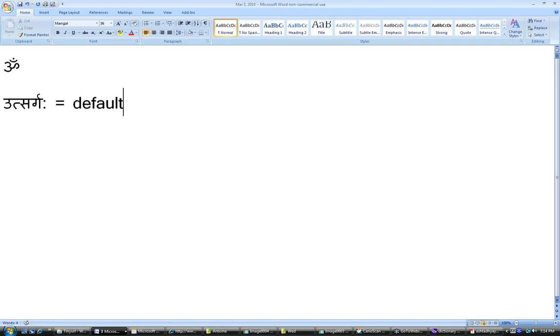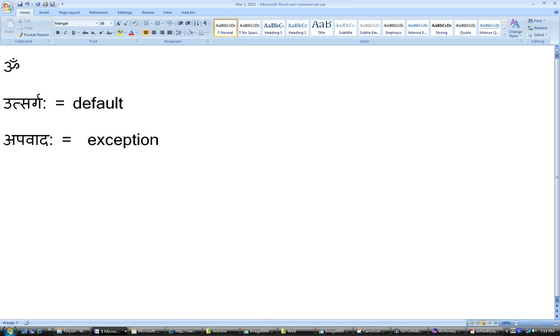And generally, Panini will put the default before the apavadas. So apavadaha. These are technical terms, so you'll see them used a lot in the commentaries. So apavadaha means exception. So 3.3.94 is an apavada.